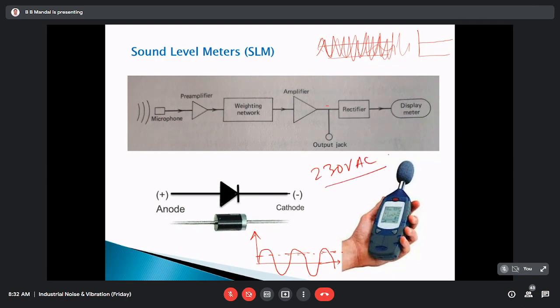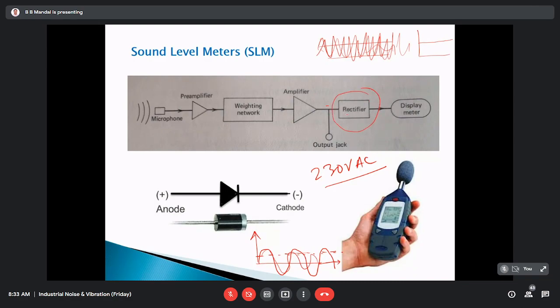230 volt AC. How is it possible? But it's the RMS value. It is the RMS value. That means when you are measuring with the meter, it will show you the RMS value. But if you want to see the nature of the signal, then you have to use an oscilloscope and see how it is varying over a period of time. So the rectifier will ultimately give you the equivalent value.